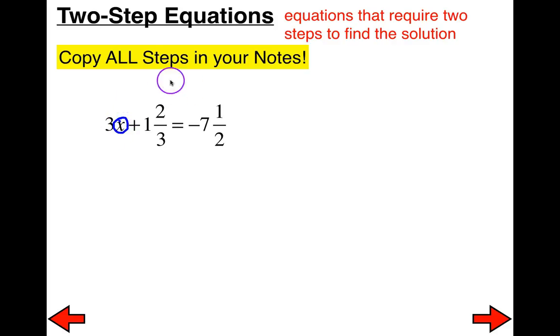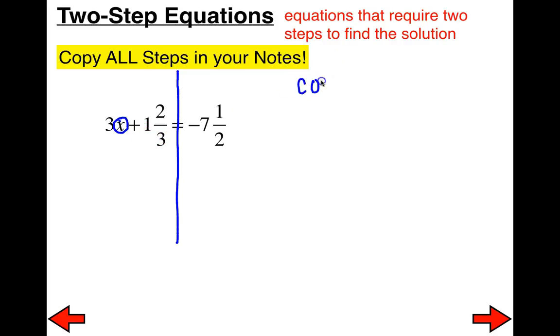So notice I like to circle it just so that I can see where my focus is going to be. Since x is on the left side, I'm making sure I'm focusing on the left. And the first thing I'm going to do is decide what should I get rid of first. Should I get rid of this coefficient or should I get rid of this constant? You're going to learn that getting rid of your constant is going to be easier.